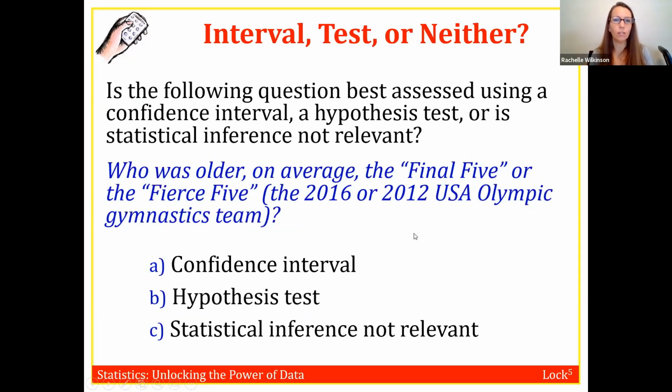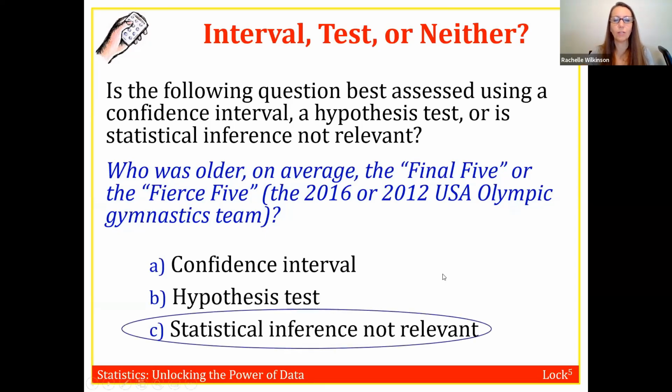And here's another one. Who is older on average, the Final Five or the Fierce Five, which was the 2016 or the 2012 USA Olympic gymnastics teams? So what do you think? Confidence interval, hypothesis test, or statistical inference is not relevant?